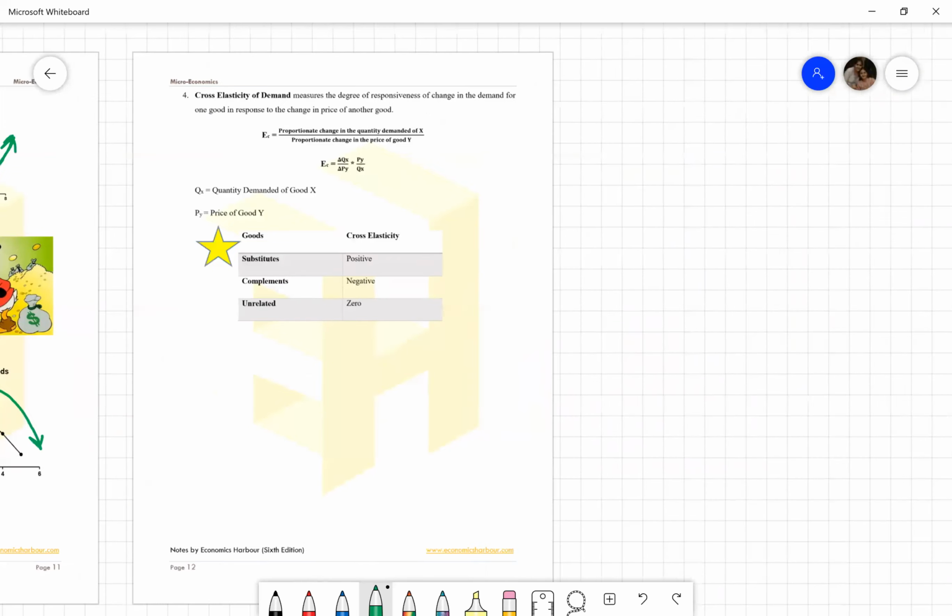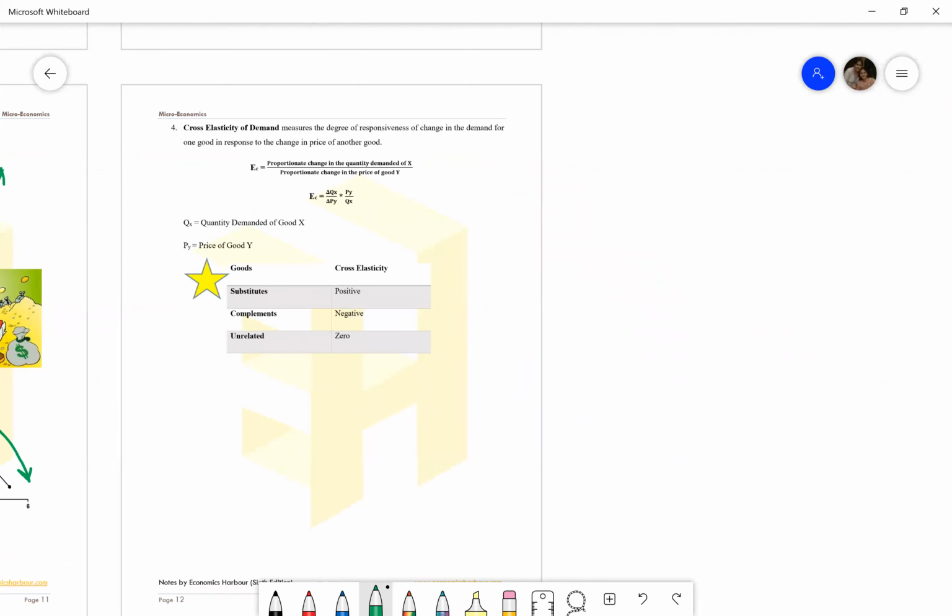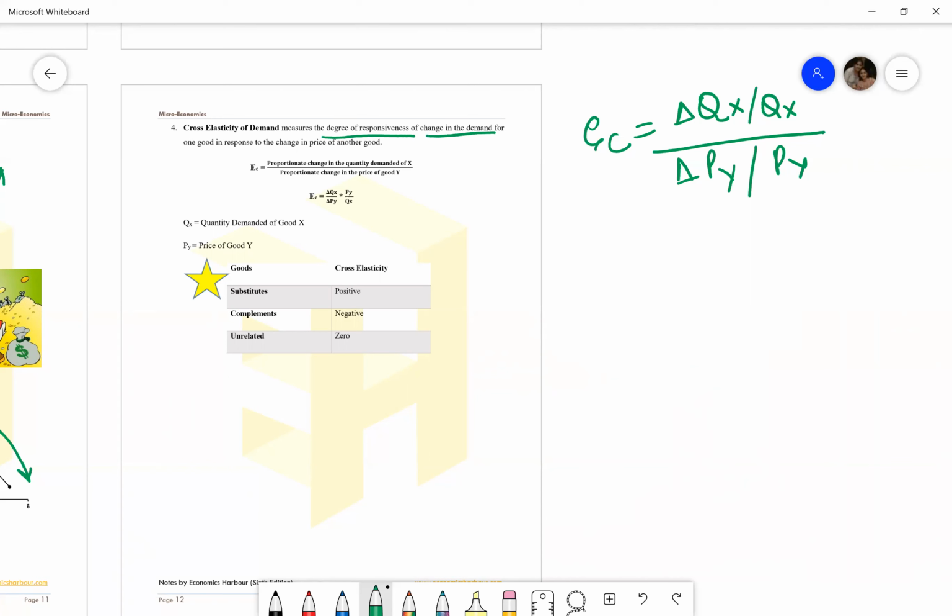Last we have the cross elasticity of demand. Cross elasticity of demand is the proportionate change in the quantity demanded of, say, good X divided by the proportionate change in the price of related goods, that is the other good, say Y. So the cross elasticity of demand measures the degree of responsiveness of the change in demand for one good in response to the change in price of another good. And in this case also we have substitutes, complements, and unrelated goods.